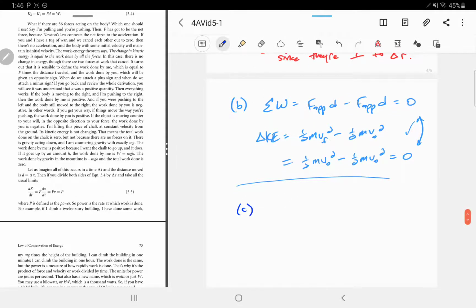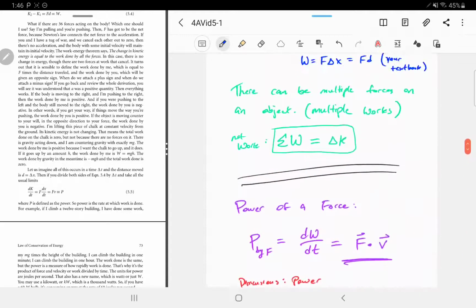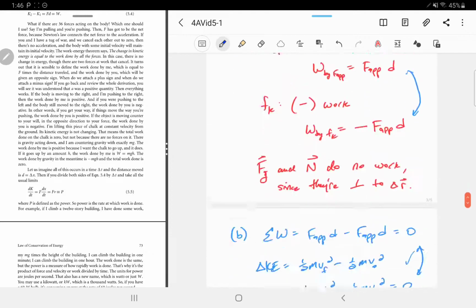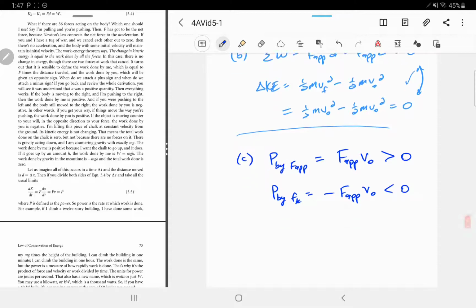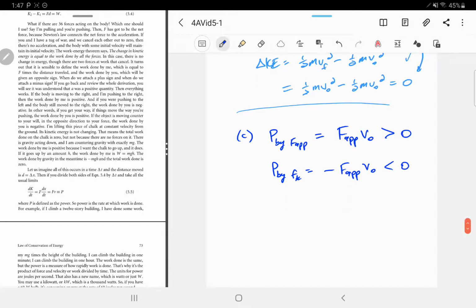Then part C, the power done by each force. Well, remember that's the force dotted with the instantaneous velocity of the object. The applied force is to the right, and the box is moving to the right with some speed v naught. So the power by that applied force is F applied times v naught, and positive. The power from the frictional force is equal and opposite to that. And the power from the other two forces is 0, because there's no work done by either of those two forces.